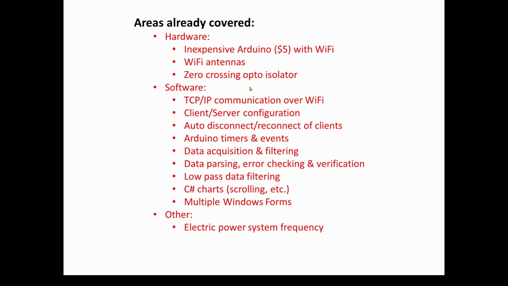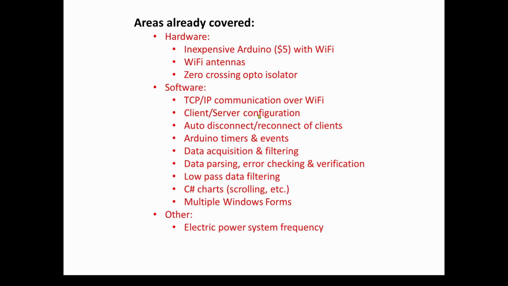Now, we have already covered in our videos, there's a lot to this. There's a lot of hardware, there's a lot of software, and we've already covered areas in previous videos, like we went into depth on this inexpensive Arduino with Wi-Fi. Also, we did a video on Wi-Fi antennas, how they work, what they are, and the zero crossing opto-isolator circuit. We talked about that. And we also did a bunch of videos related to this on software. What is TCP/IP communication over Wi-Fi? That's how we're going to talk over Wi-Fi with our computer.